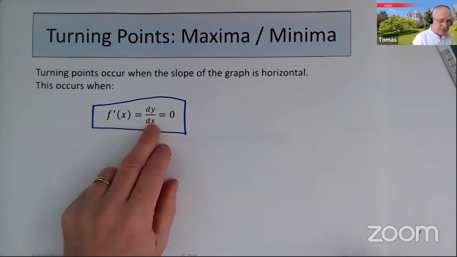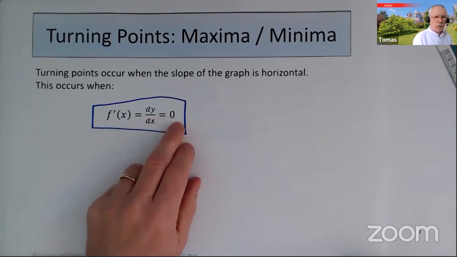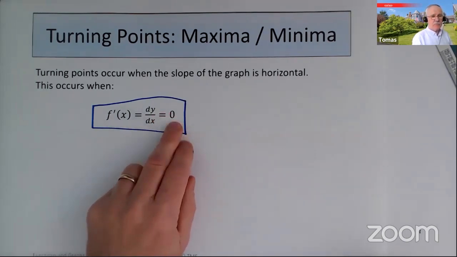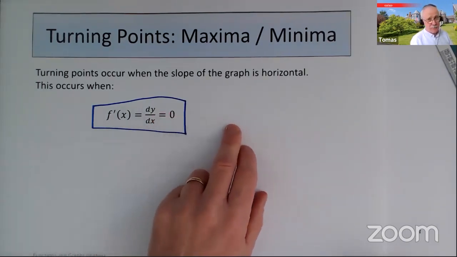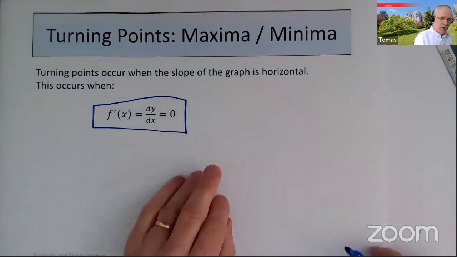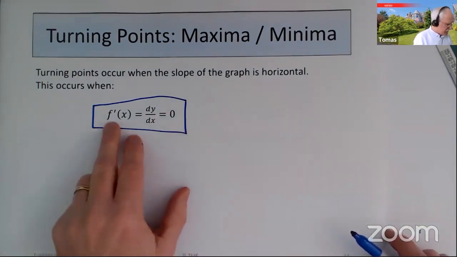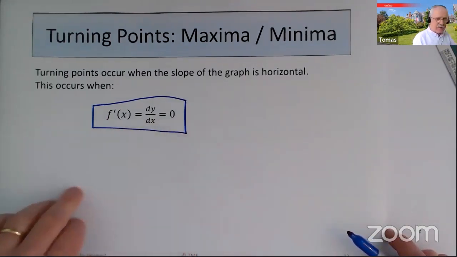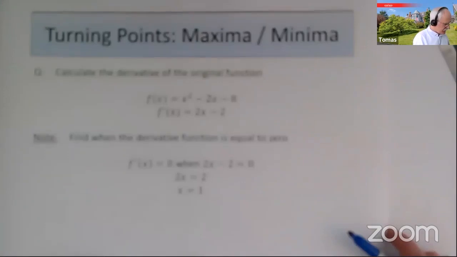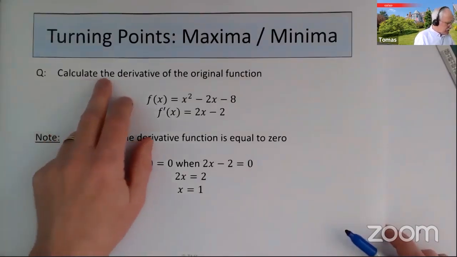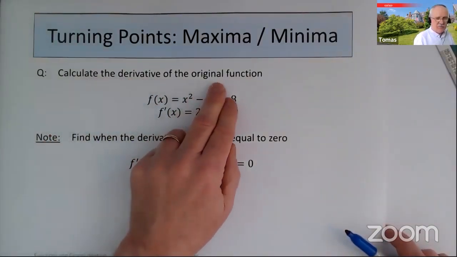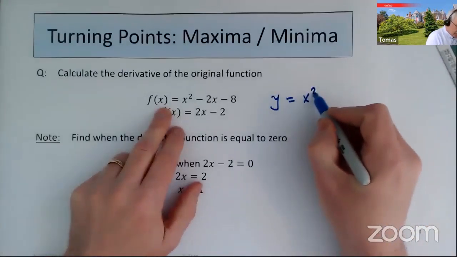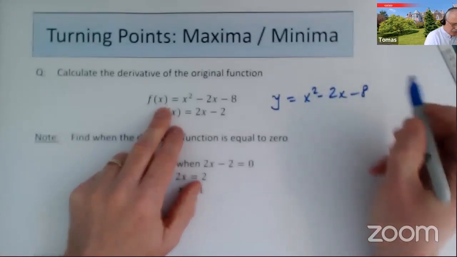So when f dash x is equal to dy dx, when that's equal to 0, when the slope is 0, we'll actually see later that that's m equal to 0 on the whole line thing. But for the moment, let's just stick with dy dx and f dash x equal to 0. When is the slope equal to 0? Well, in order to do that, we're going to calculate the derivative of the original function. So y equals x squared minus 2x minus 8.